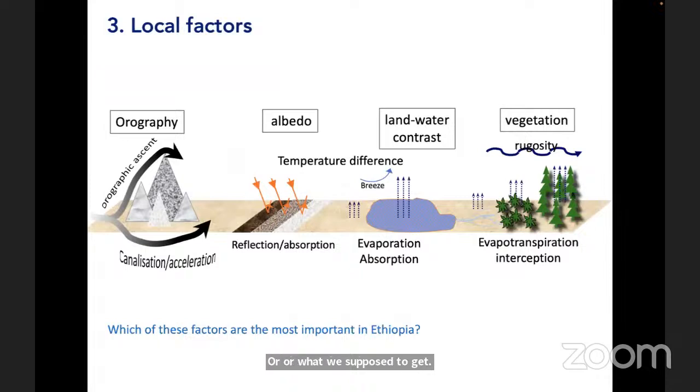One of those is orography. Orography plays a very significant role in many parts of Africa, in many parts of the world. So that is one thing. I think we'll come to orography later in more detail. Another one is albedo. Albedo means how much energy a surface can reflect. So you can interpret albedo as reflection of energy.